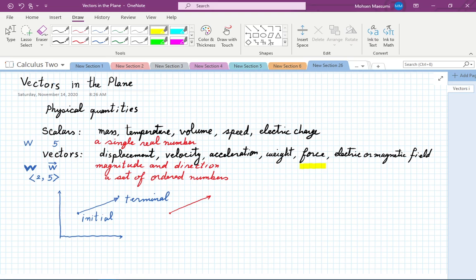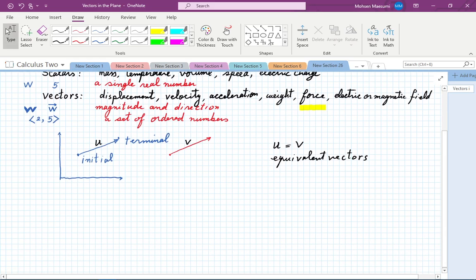Sometimes this is referred to as being equivalent vectors. So I might consider this vector u and this one v, and I might say u is equal to v, and I might refer to these things as equivalent vectors. So it's not necessary for the vectors to start at the same point or end at the same point to be the same vectors. They could actually be different.